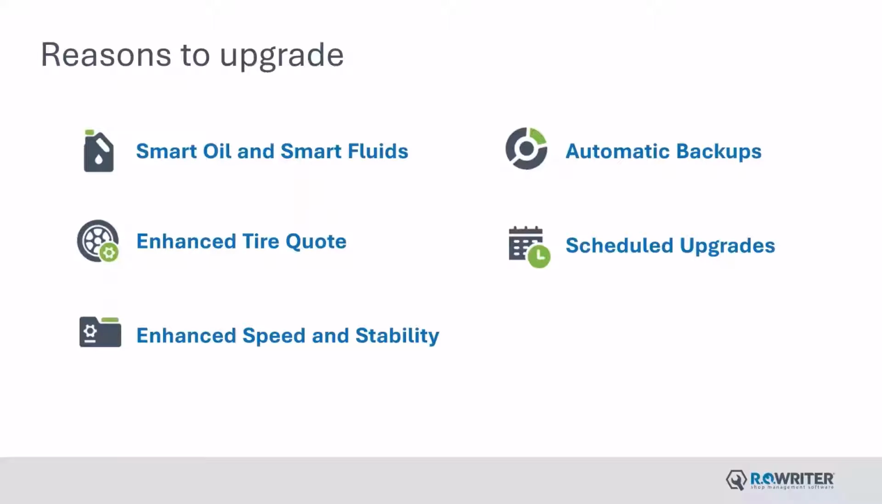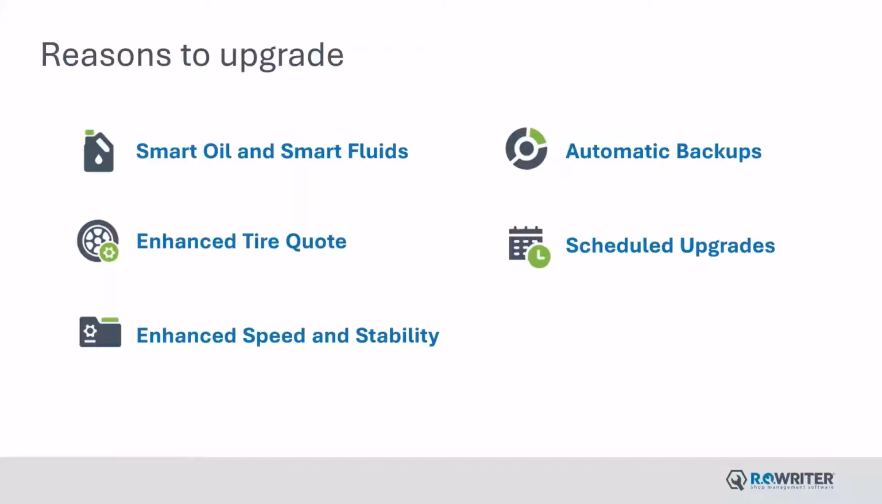We have enhanced our tire quote to include more suppliers who integrate in RO Writer version 3's tire quote. We've set up RO Writer to do automatic backups once scheduled, and these automatic backups can be scheduled to copy the backup data to an external drive should you choose. As well, we have scheduled upgrades. Once you're on RO Writer version 3, you can review outstanding upgrades via our server utilities and schedule those newest upgrades. And the greatest benefit, I feel, is the speed and stability increase.